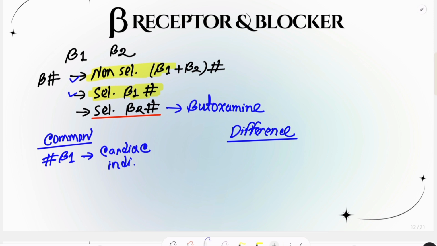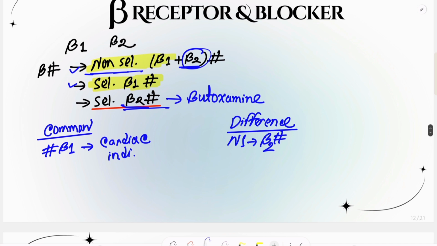Yes, the difference is that the non-selective beta blocker blocks the beta 2 receptor, but the selective one does not block the beta 2 receptor. So if we want to block the beta 2 receptor, we must use a non-selective beta blocker. So with that basic, we will move further forward.